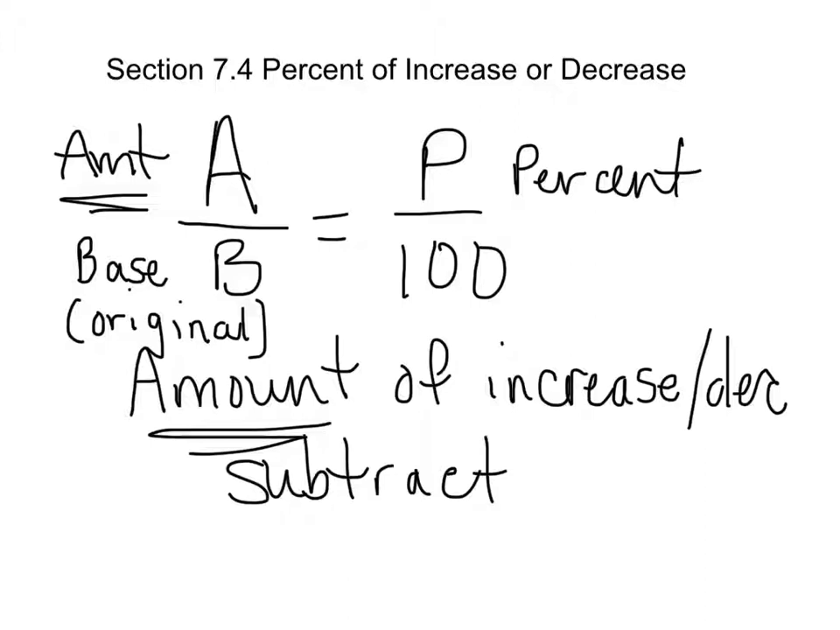So let's try this out with a problem like on page 529. It says a salesperson is granted a 5% salary increase. If the person's current salary is $4,000 per month, what will be his new salary? So we get to find a new salary. This is just a straight up A over B equals P over 100.